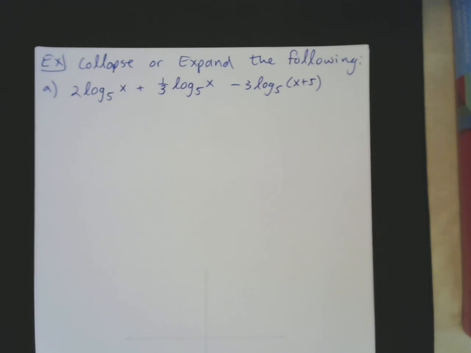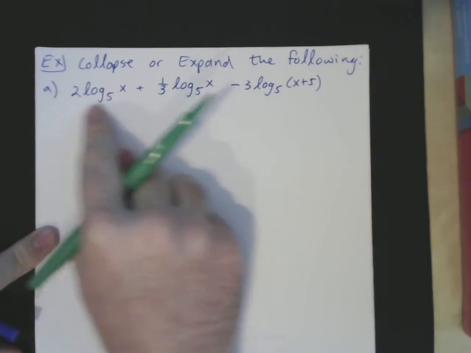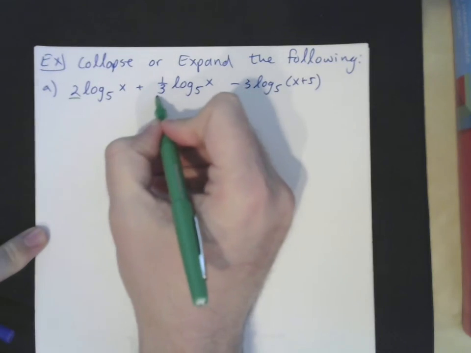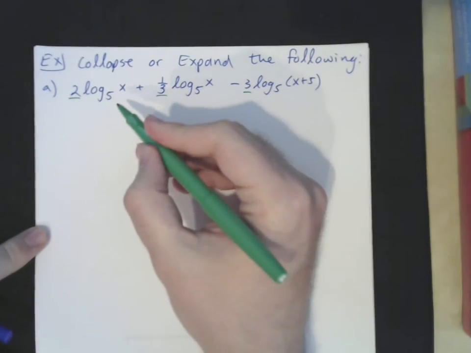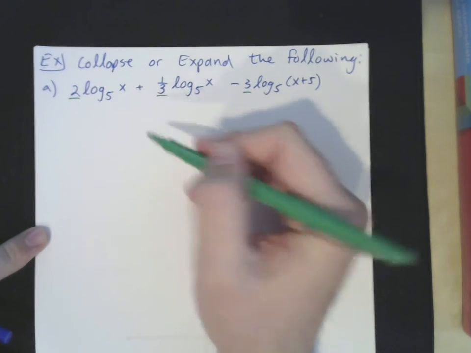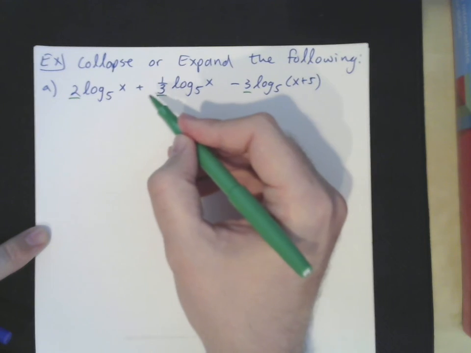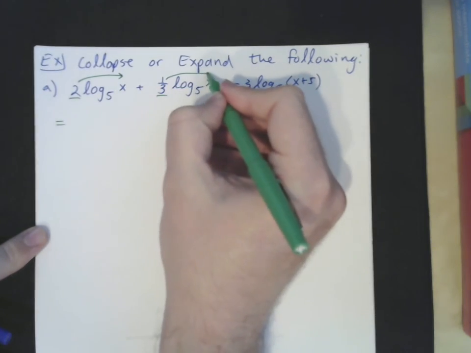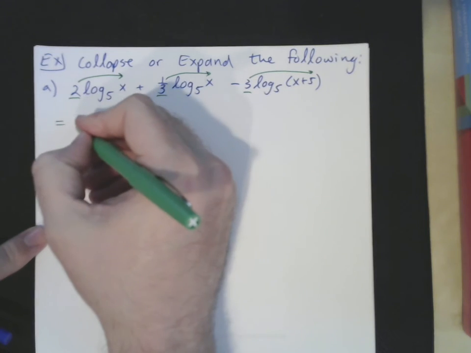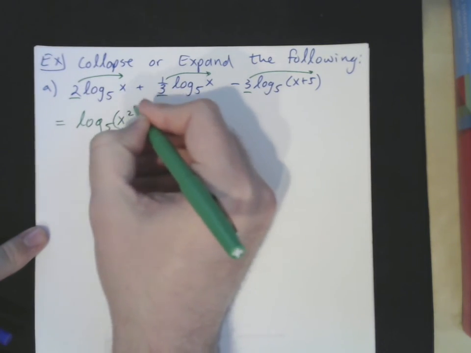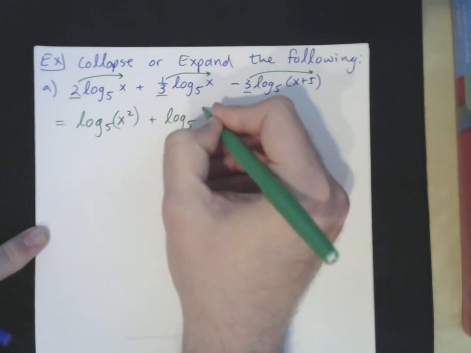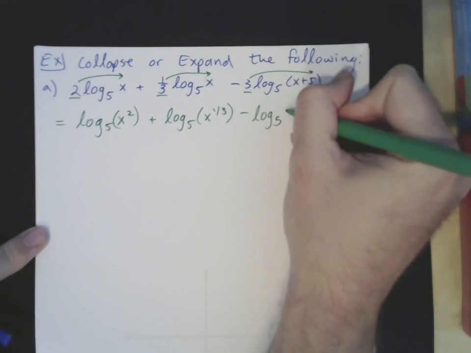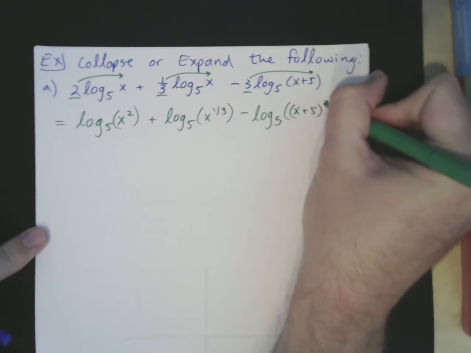When we have multiple logs like this, we want to make sure we go left to right. So the first thing we need to do is start combining from left to right. As I said a second ago, when you have coefficients in front, we can't combine using our product to sum rule, property 6, until there's nothing but just log something, log something. So the first thing we're going to do is bring all of these constants up as exponents. So this becomes log base 5 of x squared plus log base 5 of x to the 1/3 minus log base 5 of x plus 5 quantity cubed.